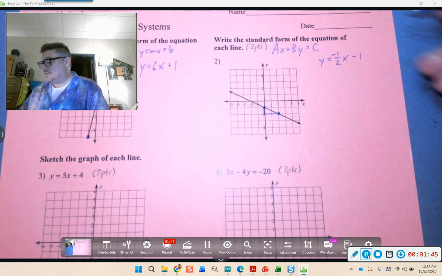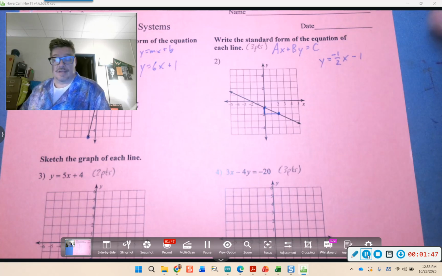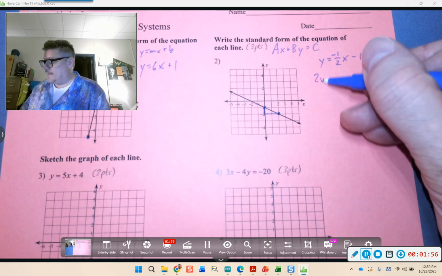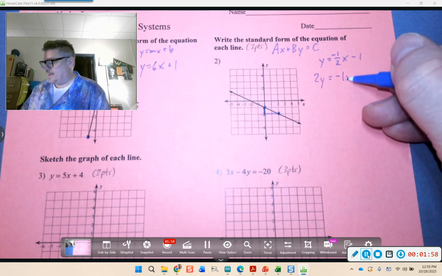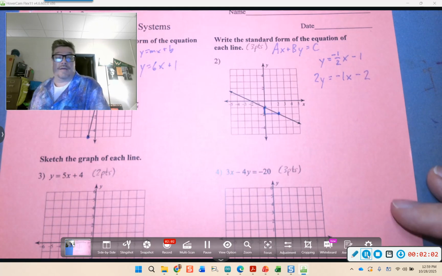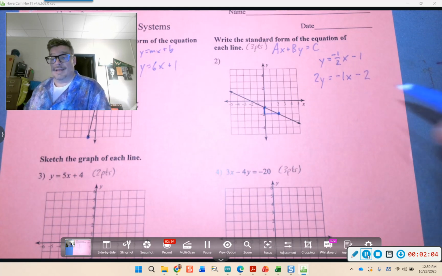Now, first of all, standard form does not like fractions. So I want to multiply everything by 2. The reason why I chose 2 is because this guy's being divided by 2. So that becomes 2y equals negative 1x minus 2. I can multiply a line by 2. I do it all the time whenever I do elimination. Now, this guy's almost done.